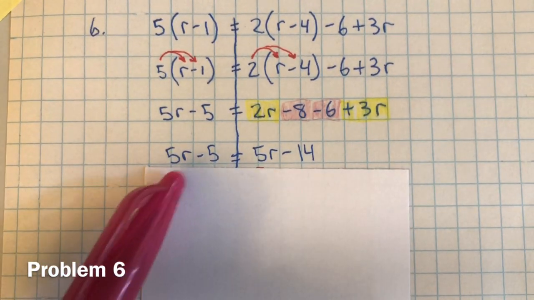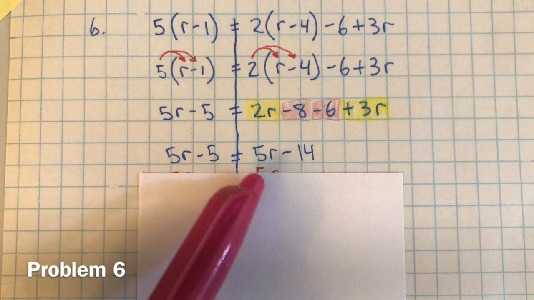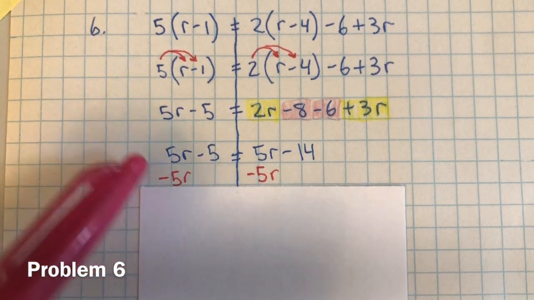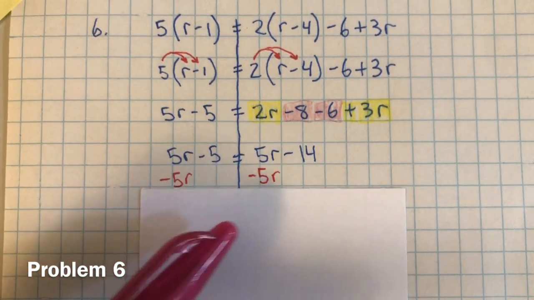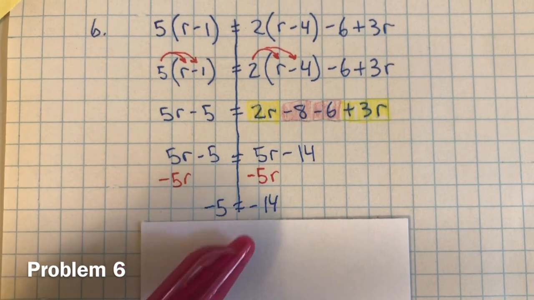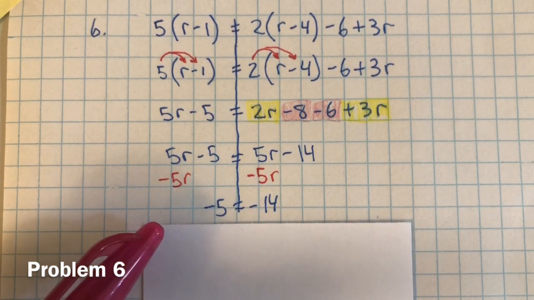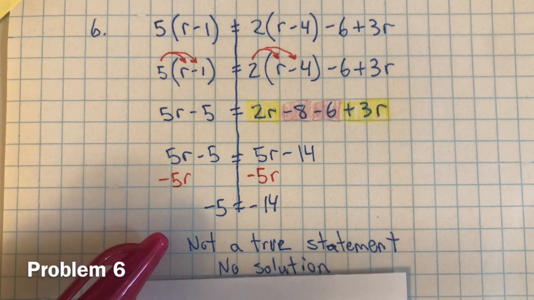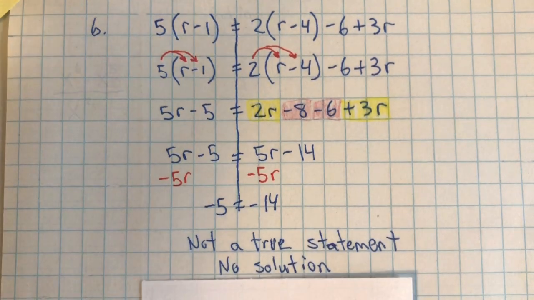Now I'm going to go ahead and get the variable to one side, so I'm going to subtract 5r from both sides. 5r minus 5r is 0, and I'm left with negative 5 equals negative 14. Well, that's not a true statement, so there's no solution.